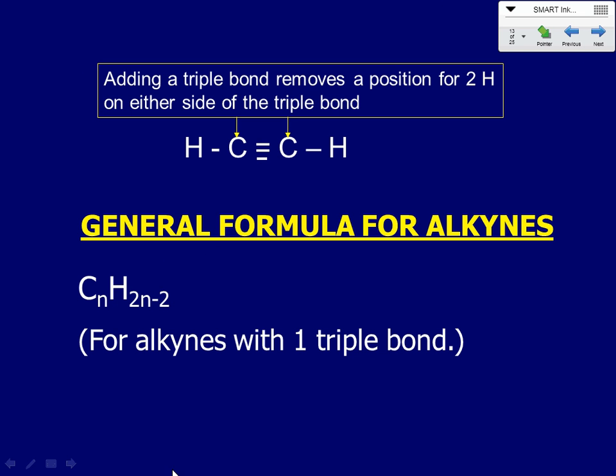General formula, because we have to remove another 2 hydrogens, CnH2n minus 2. That's if it's got 1 triple bond. There are no geometric isomers for triple bonds. They're sp hybridized, which means they're linear, right? They're all in a line. All those molecules are straight linear. So there is no flipping situation. There's only geometric isomers for double bonds.